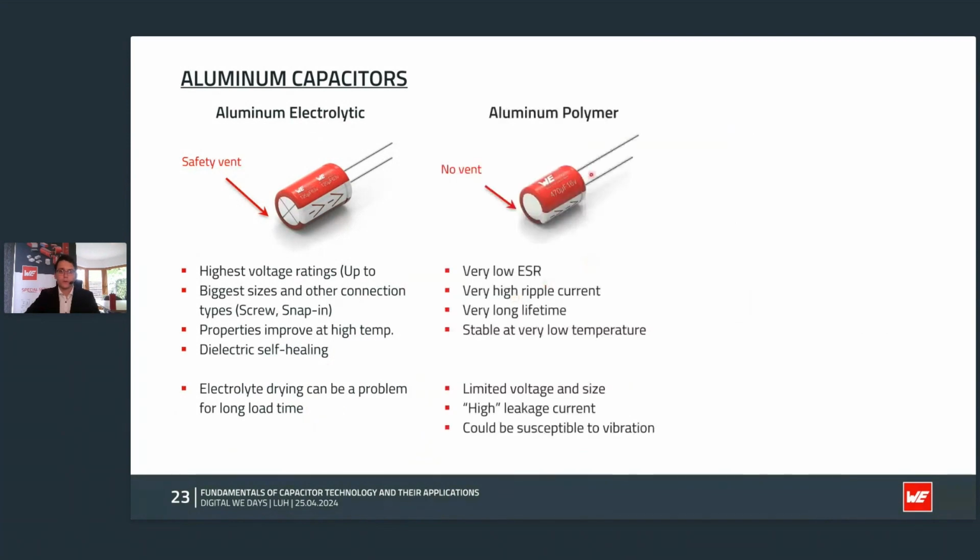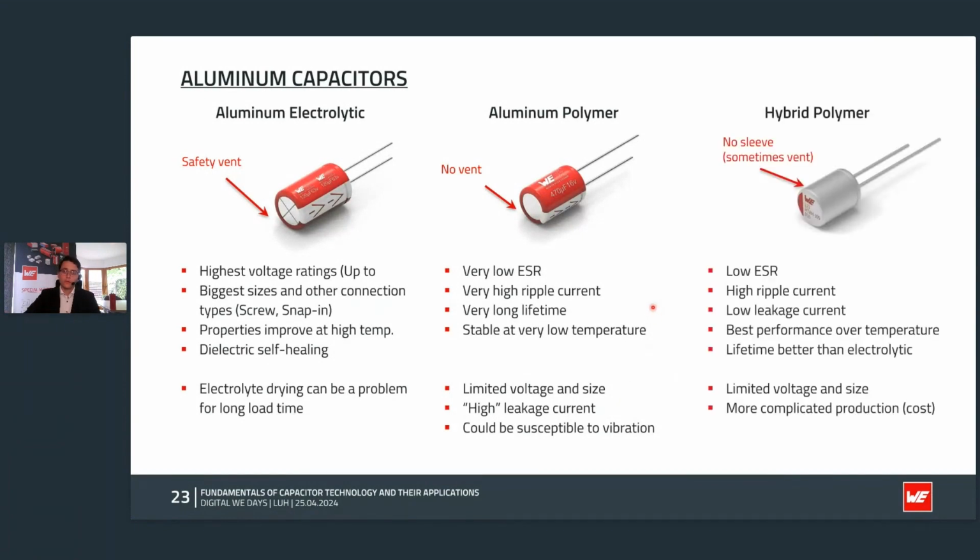If we talk about aluminum polymer, you can see here that they don't have any vent, with a very low ESR, which leads to high ripple currents and also a very, very long lifetime. But they are limited regarding high voltage and sizes, which means that regarding manufacture, we cannot produce such big sizes for these parts.